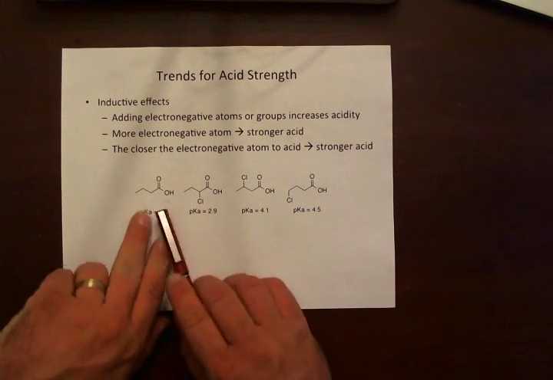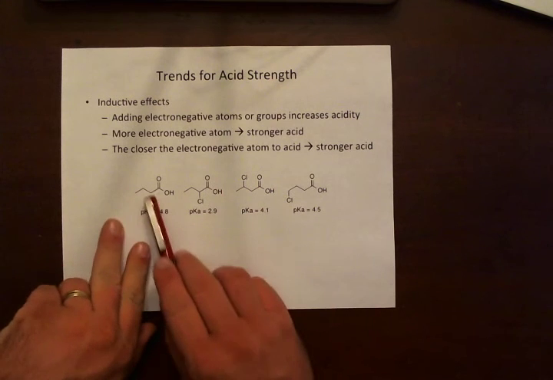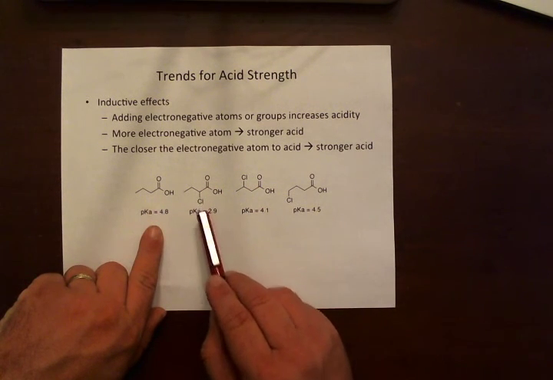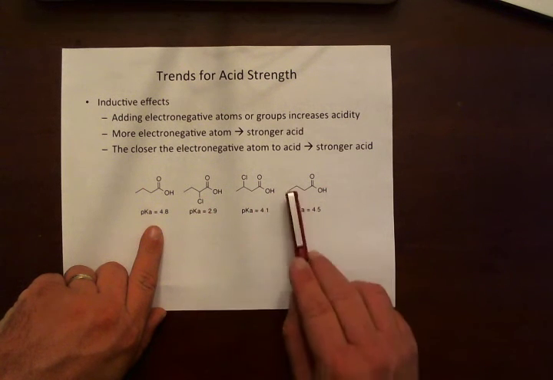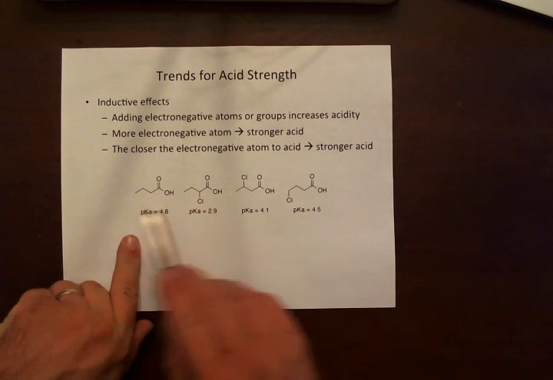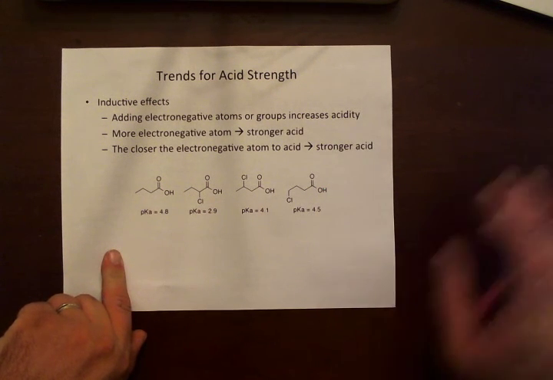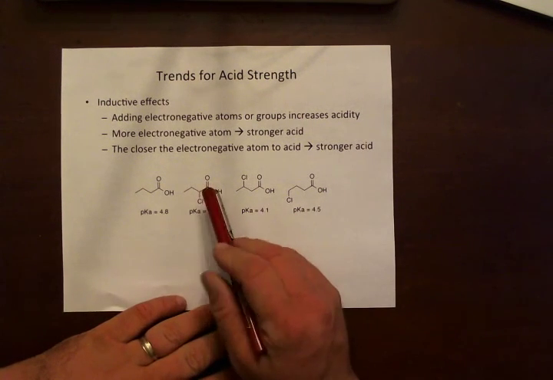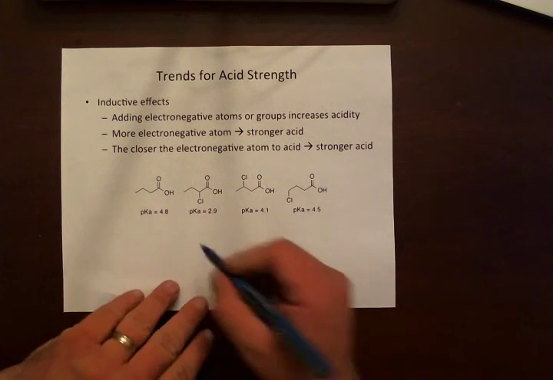So you go from here to here, so you add in a chlorine next to it, so it's 4.8. You put something electronegative here, so 2.9, but the farther it gets away, 4.1, 4.5, to the point where it's almost back to where there aren't any.